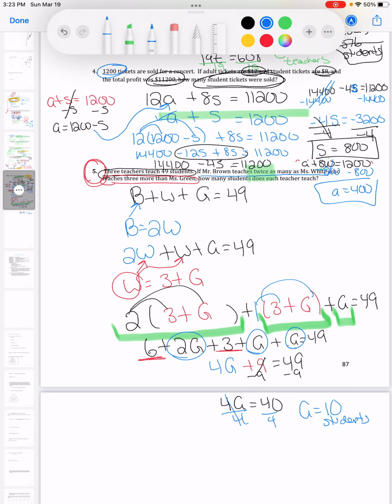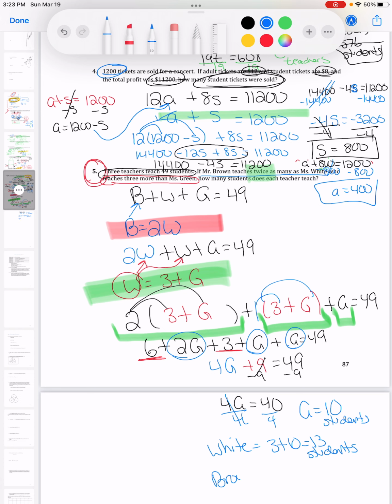So if green has 10, remember that white had 3 more than that. So 3 plus 10 is 13 students. And brown had twice as many as white. So brown had twice as many as 13. So 26 students.